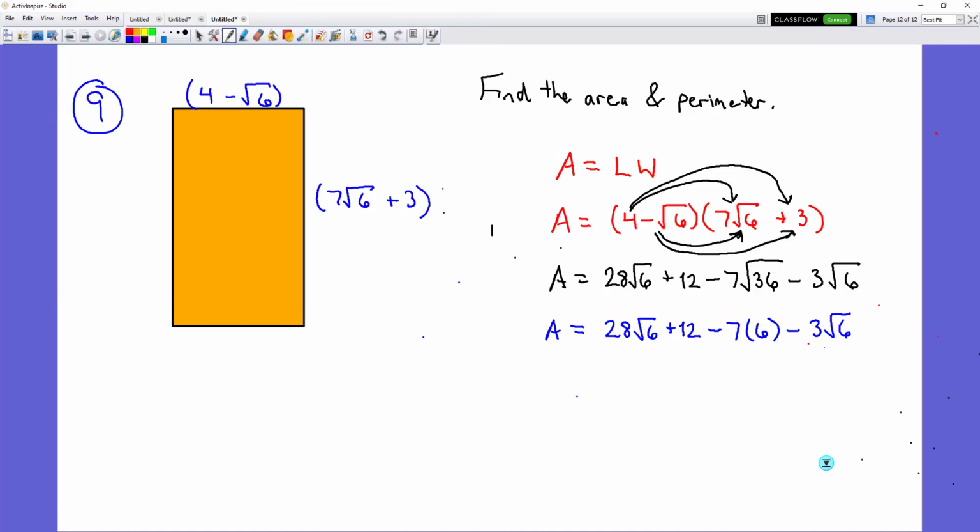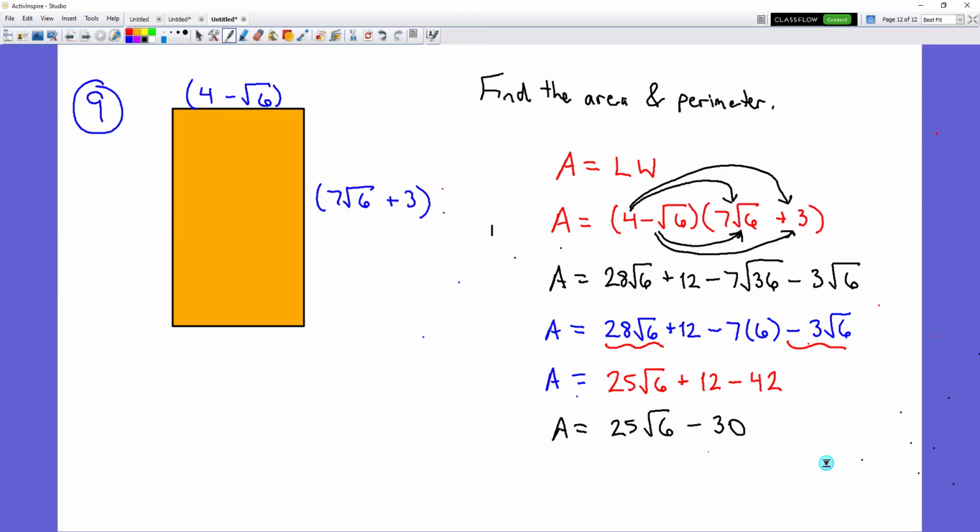Now, what we're gonna do at this point is we're just going to combine like terms. So we have area equals, we have 28 square root of 6 and negative 3 square root of 6. So we're gonna just combine those together. So it's going to be 25 square root of 6, okay? Then we have plus 12, and then minus 7 times 6 is minus 42, okay? We can combine 12 and negative 42, I should say. And so that's going to leave you with 25 square root of 6, and then 12 minus 42 is going to be minus 30, okay?